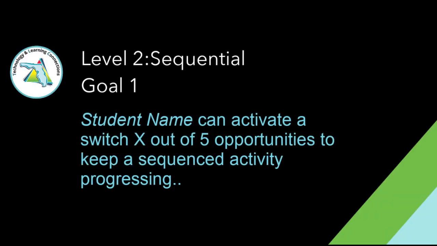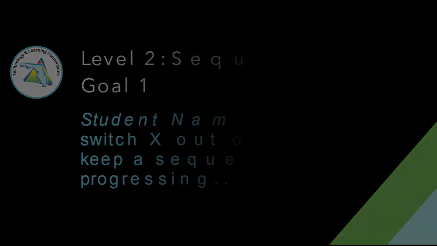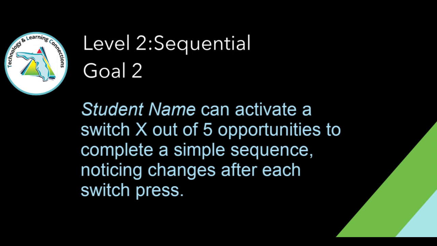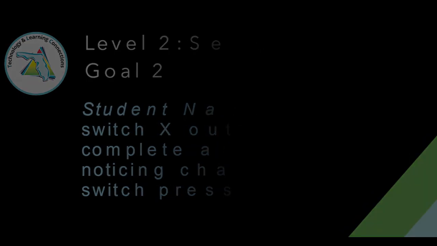An appropriate goal to start with on level 2 would sound something like this. The student can activate a switch on X out of 5 opportunities to keep a sequential activity progressing. After completing the first goal, you might move on to a goal that sounds something like, the student will activate a switch X out of 5 opportunities to complete a simple sequence, noticing changes after each switch press.